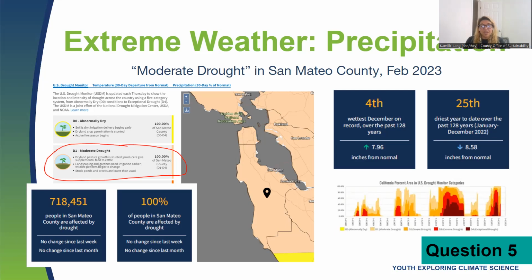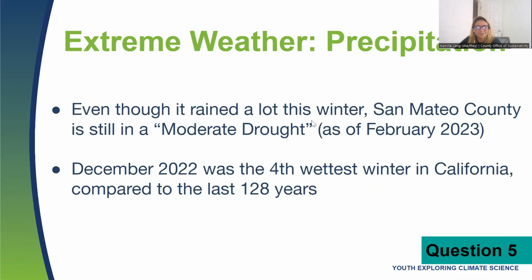So this slide is talking about precipitation as an extreme weather, but we've also seen that there's drought. That's a huge problem here. So it's thinking about extreme weather, precipitation, and drought. How the amount of water that comes from the sky in San Mateo County, how that's impacting things.